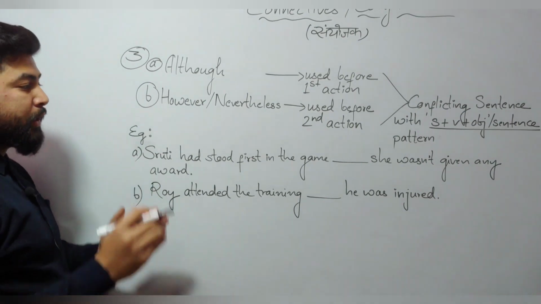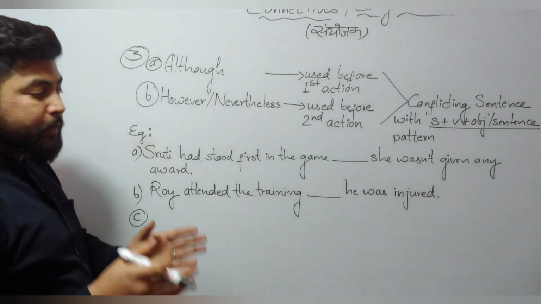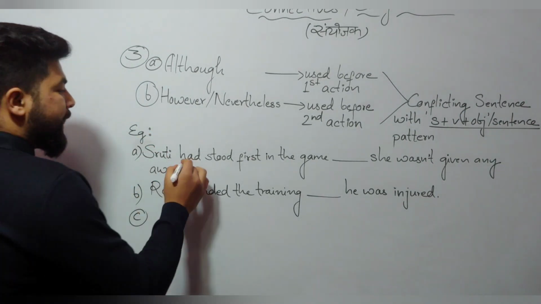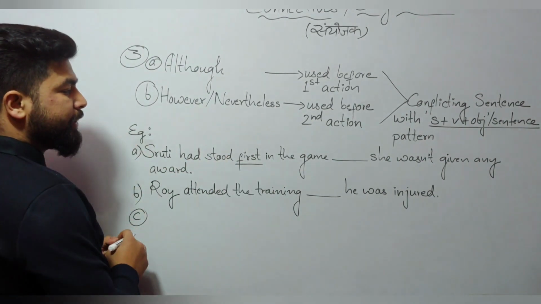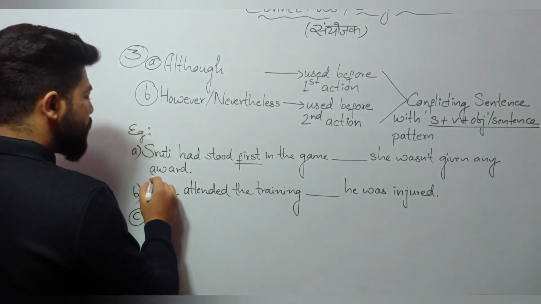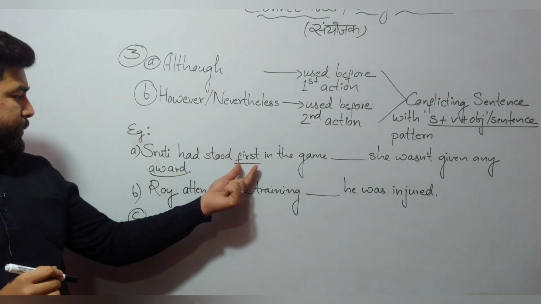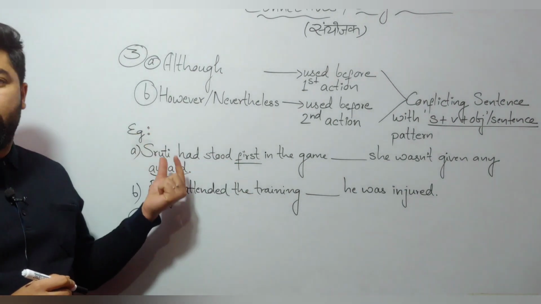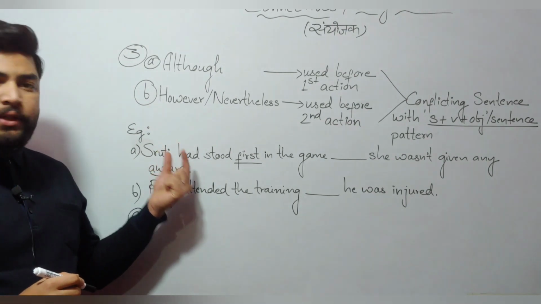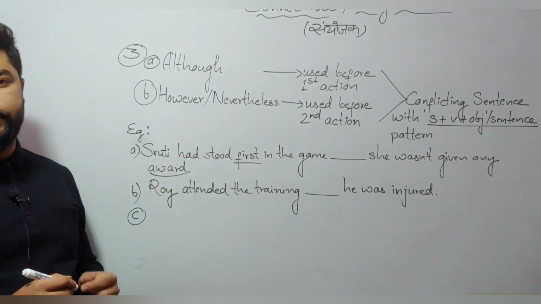Try to find out whether the sentence is conflicting or reasoning. Okay, so standing first in the game and not getting any award. That is conflicting, isn't it? Because first, right, and no award is an unnatural thing, right? That has contrast inside. So this is a conflicting sentence.